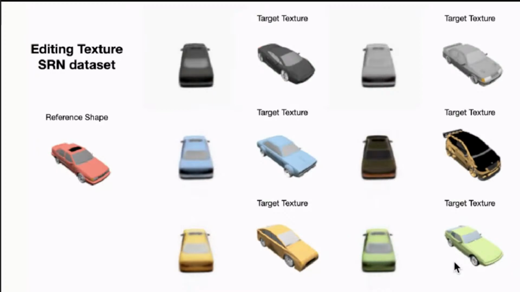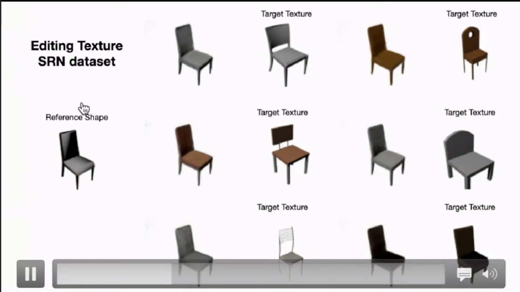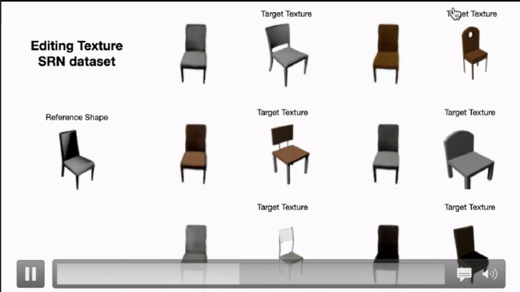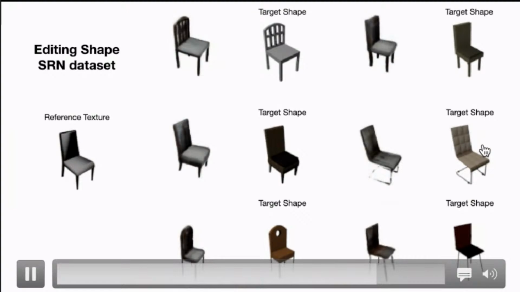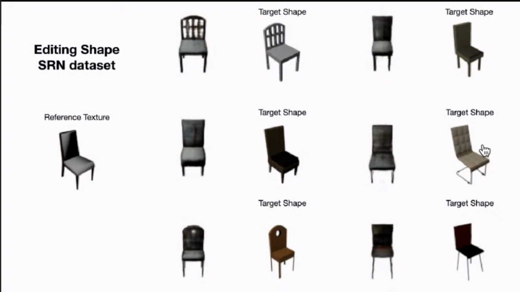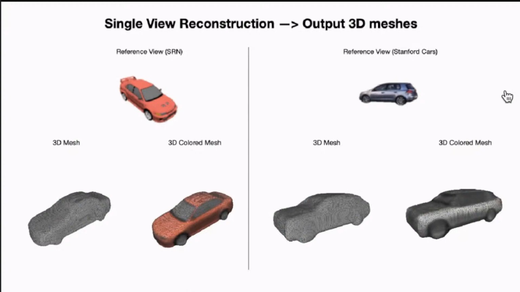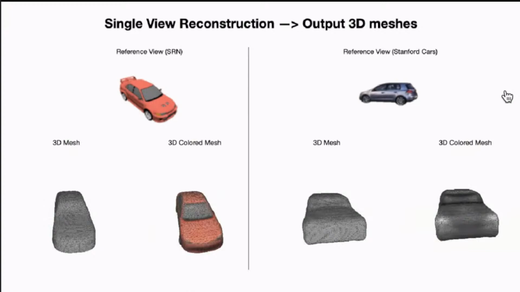So here you have a situation where we are editing the texture. We have a reference shape and then we have other images giving us new textures and we edit those. Or here, you can see these are the target shapes and we're modifying just the shape code to synthesize new shapes while keeping the texture constant. So now we have this control at synthesis time over shape codes and texture codes, and they're completely decoupled. We can also perform single view reconstruction, as I was saying before, and we can do this for both synthetic images and also real images.